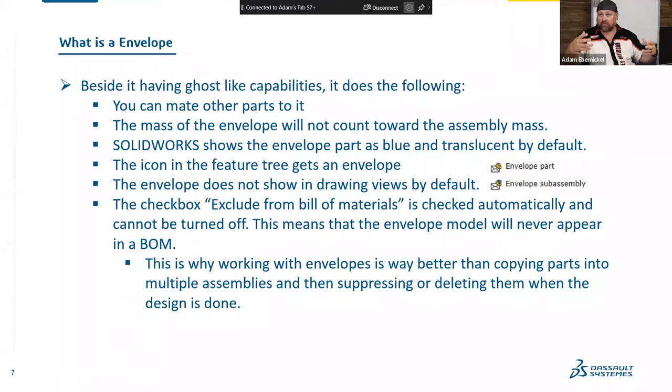Also, the feature tree gives a different designator to it as well. So if you look in the feature tree, the icon gets a little envelope kind of icon next to it, right? And that's for the part. Or if it's a sub-assembly, you can see how that actually changes. No different than when we look at a part, it kind of looks like a little Tetris block, right? And then when we have an assembly, it has a Tetris block with a little cube on it, right? And so that's what we're seeing here between a part and a sub-assembly of an envelope. But it also has it kind of in an envelope. So that's how we know what they are.